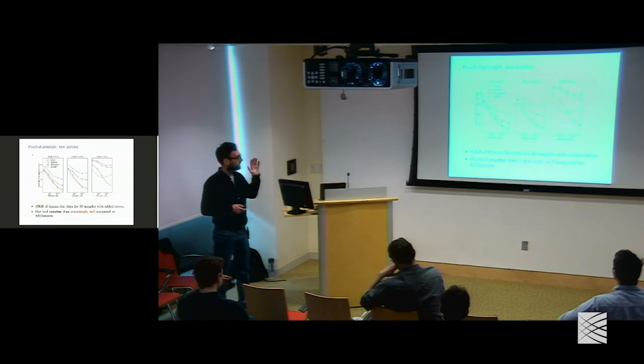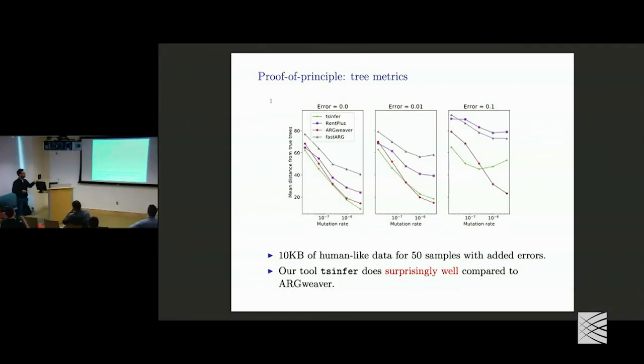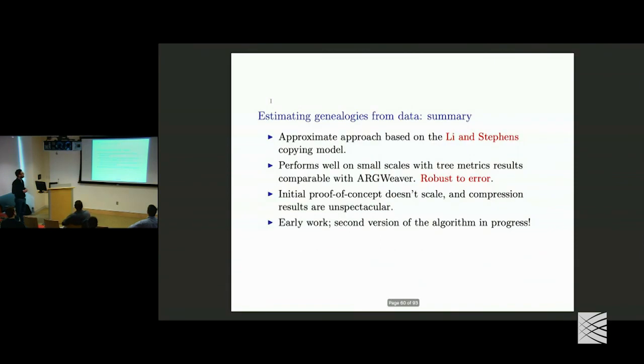Okay. So the take home here is that it's a very small region, and it's a proof of concept implementation of the algorithm, but it's reasonably encouraging. We're moving in the right direction. So to summarize this section, we've got an approximate method based on the Li and Stephens copying model. It performs reasonably well on small scales, and seems to be robust to certain types of error, which may not be indicative. Our initial proof of concept doesn't scale, and the compression results we have are unspectacular, but I'm pretty sure I understand why, and we're working on a second iteration of the algorithm. So basically it's a work in progress, and we hope to have some good results to show pretty soon.